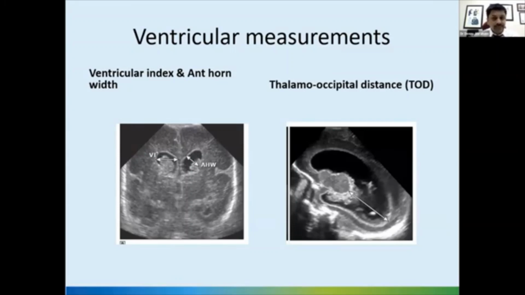The third one is in a sagittal view, to look for dilatation which is more confined to the posterior part of the ventricles. That is the thalamo-occipital distance. That is the distance measured from the outermost part of the thalamus, the junction between the choroid plexus and the thalamus, to the posterior end of the posterior horn of the ventricle. So these are the three main indices, among which the ventricular index is the most commonly used one.